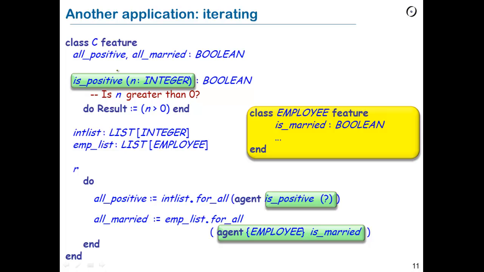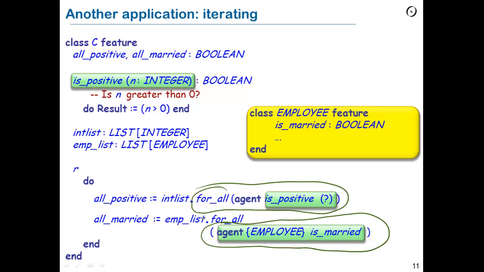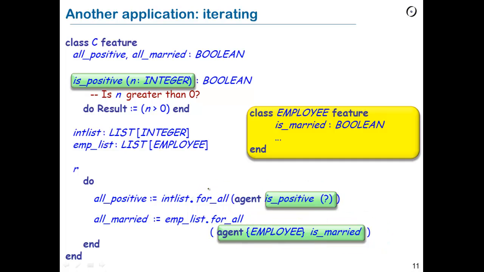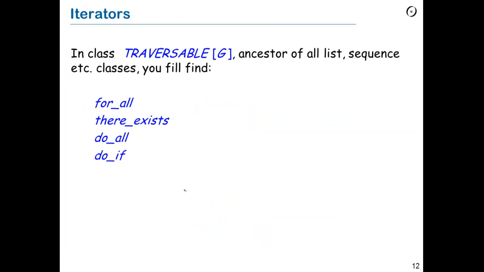Well, here is how it works. We can use for all for integer list with agent is positive, with question mark. I'll explain the question mark in the next segment. And for employee, we can also use for all with an agent, which is the agent built from the query is married in the type employee. We will see the syntactical variants in the next segment, but it's really interesting to see that we can use a single mechanism for all, a single routine, which is in class linear, I believe, in the Eiffel-based library. You can check it now, to do both kinds of iterations.